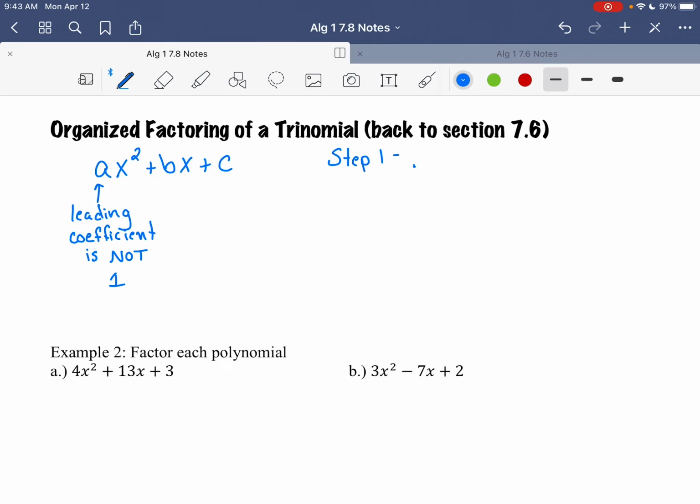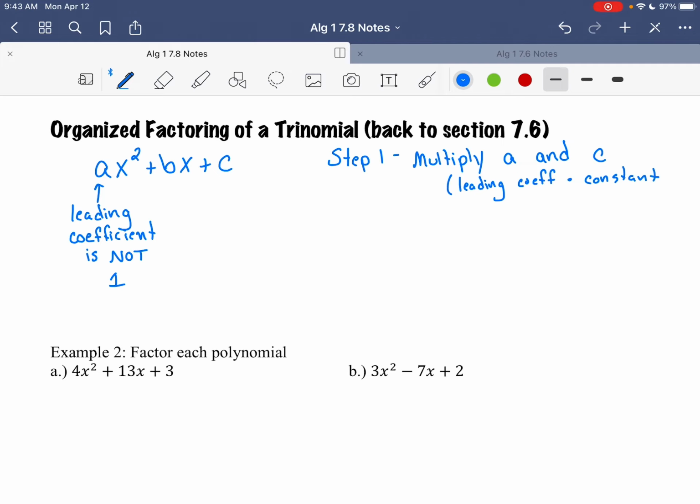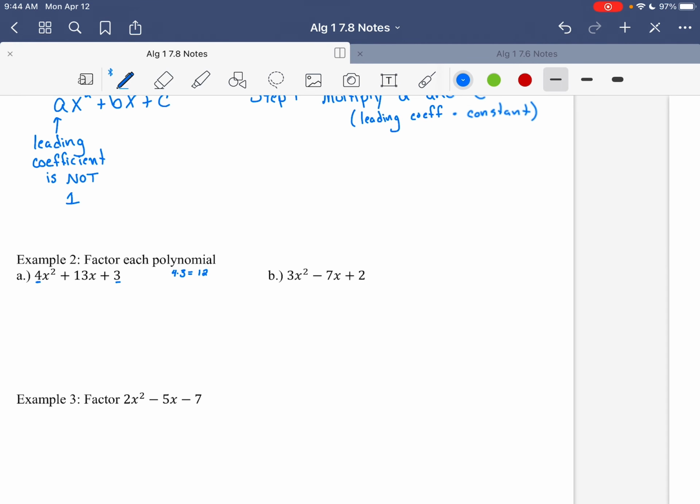Step 1, multiply A and C. Hence why it's called the AC method. We're going to multiply the leading coefficient times the constant. Let's do that in this problem down here. For step 1, multiply the leading coefficient times the constant. So we're going to multiply the 4 times the 3 and get 12. So that's step 1.